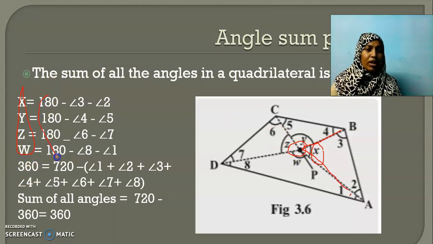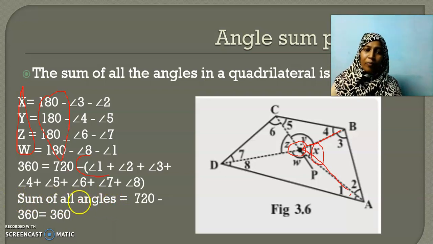If I add all these 180, 180, 180, 180, I get 720. Then all the minus signs, I took them out. So I have 1, 2, 3, 4, 5, 6, 7, 8, all the 8 angles are there. So I clubbed everything inside a bracket with a common minus outside. Then I transposed all these angles to the left hand side. Instead of writing angle 1, angle 2, etc. again, I wrote sum of all the angles.